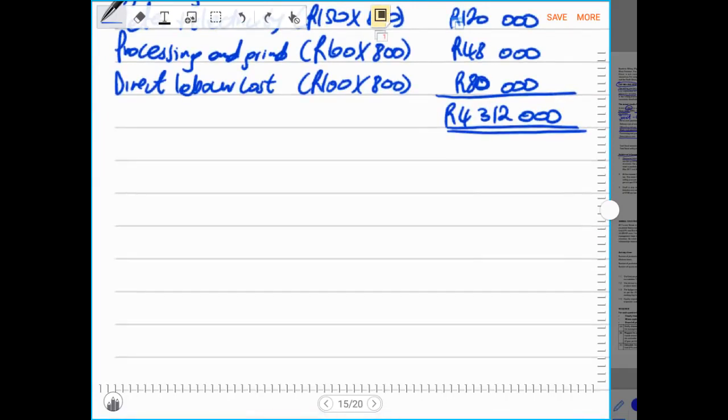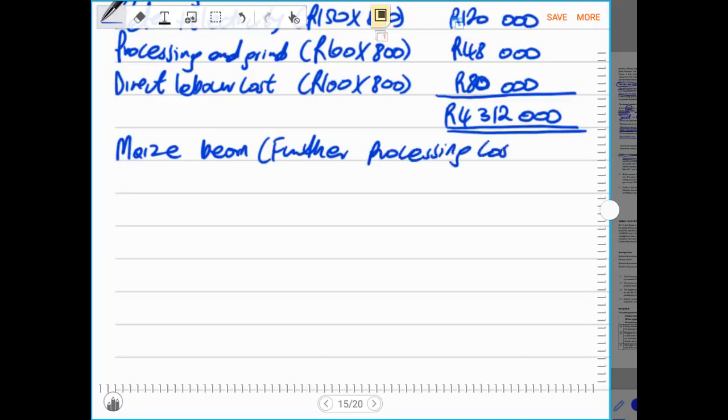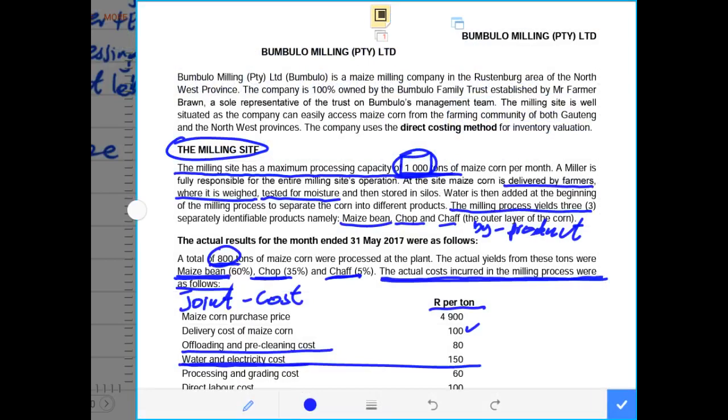So now these are what we call further processing cost. Let me record further processing cost for the maize bean. So now these are further processing costs for the maize bean. Then let us check which of those further processing costs are there for us.